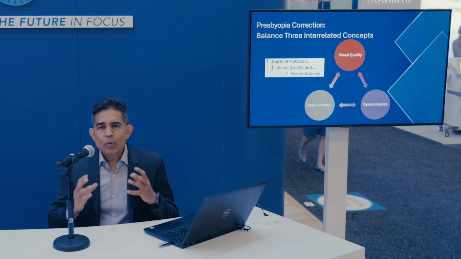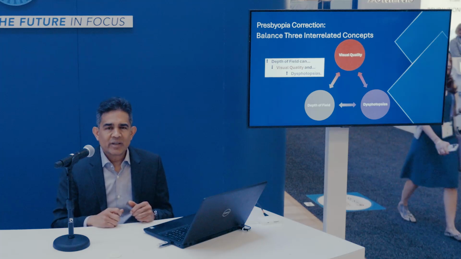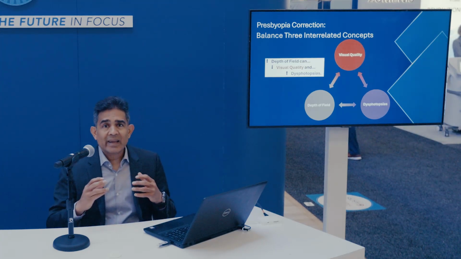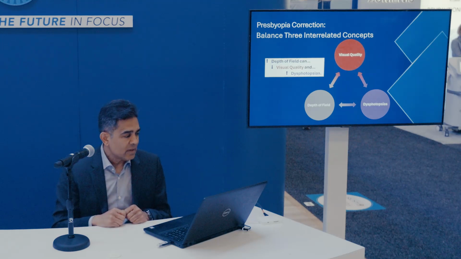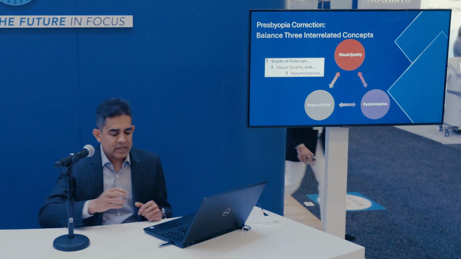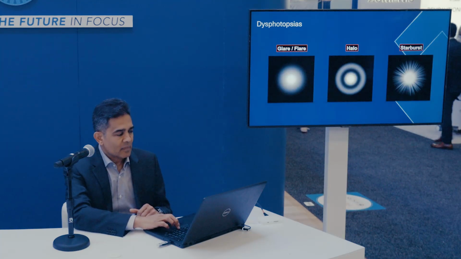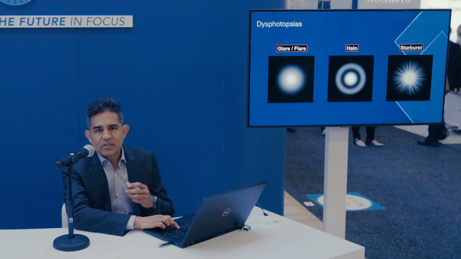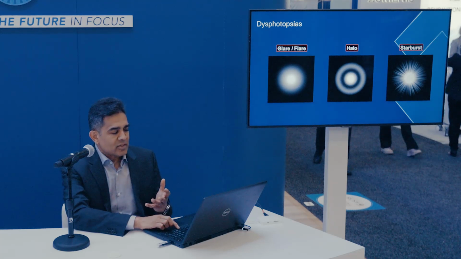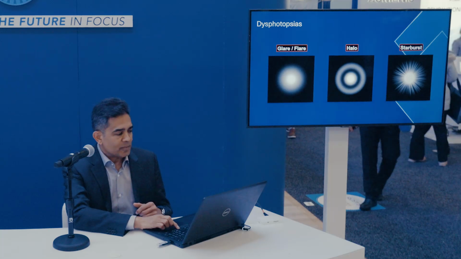So basically, when we want to talk about presbyopia correction, it's a balancing act between three interrelated concepts. Basically, increasing the overall depth of field can potentially reduce your overall visual quality and increase different dysphotopsias. When we talk about dysphotopsia, it's very familiar to all of us. We're talking about glare, halos, starburst, flare, things of that nature.